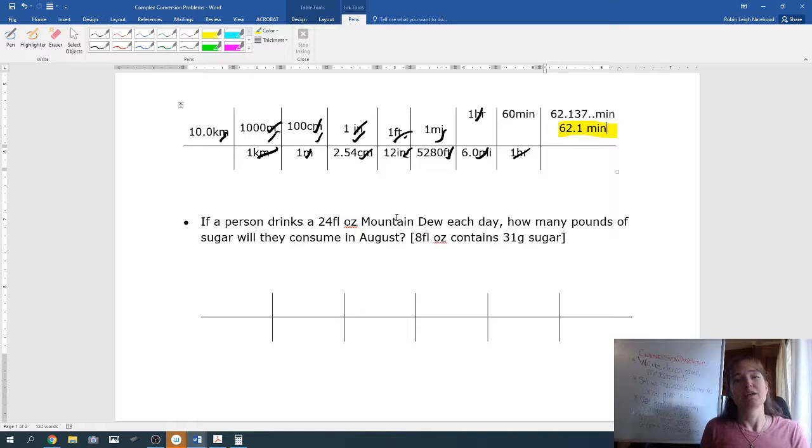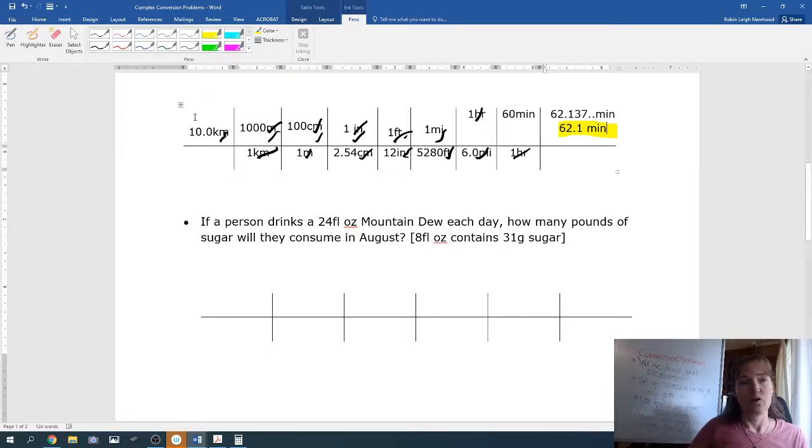every day. So we have a person, and they drink a 24 fluid ounce Mountain Dew each day. How many pounds of sugar will they consume in August? And so you're also given that there's 8 fluid ounces, and they contain 31 grams of sugar.